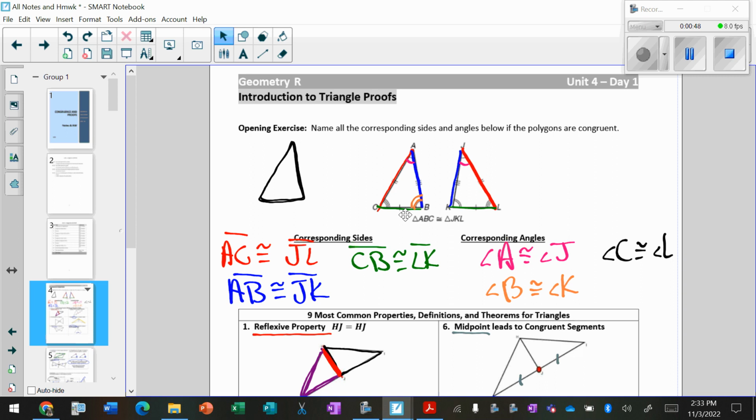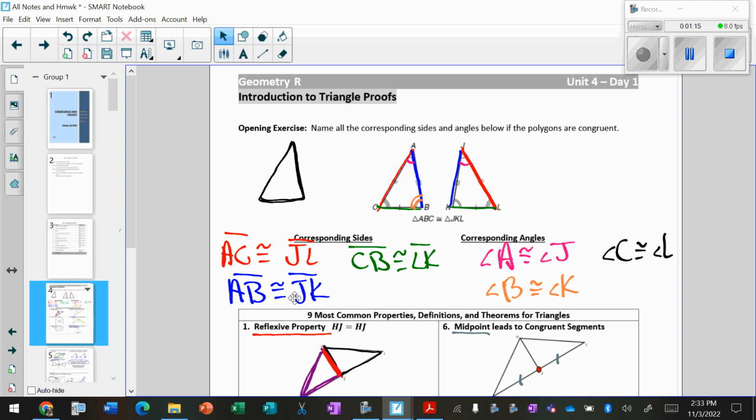BC at the bottom would map onto LK at the bottom. So those are equal congruent corresponding sides. And then AB would correspond to JK, and those are also congruent corresponding sides. We could do the same thing with the angles. So with all the transformations that we did last unit, with the rotations, translations, and the reflections, we moved our shape to a different location, but kept it the same size.